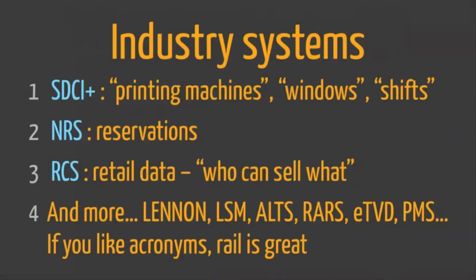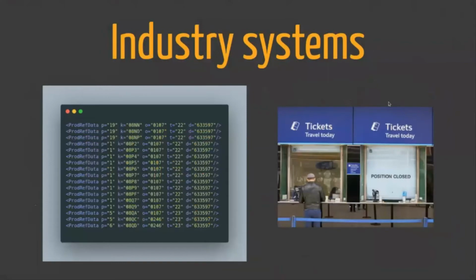And Lennon accepts what we call SCCI files in the rail industry, SCCI Plus, rather. The actual format for all of this isn't very interesting, but the way in which Lennon works is bizarre and somewhat antiquated. It's modeled after a physical ticket office. Bookings are made on printing machines at specific windows inside a ticket office during a work shift. So it's basically meant for people who turn up to work in their physical ticket office and sell stuff during the shift that they're booked on to work, and that then gets reconciled.